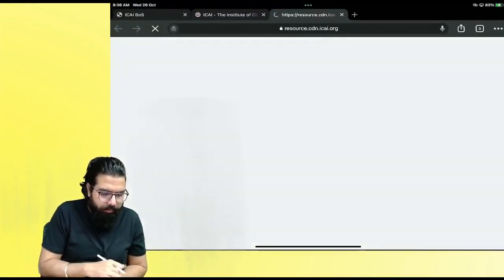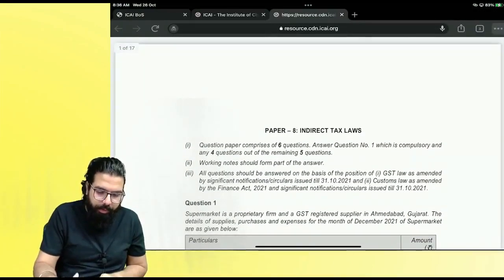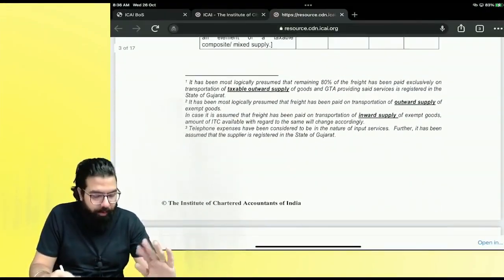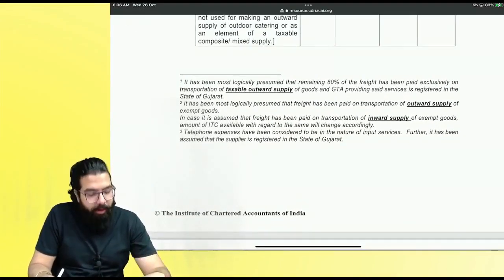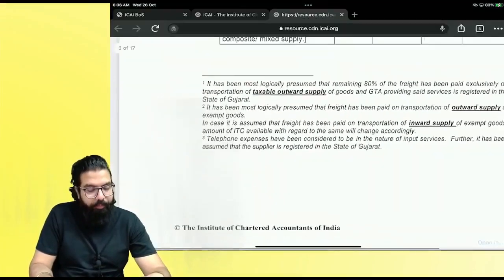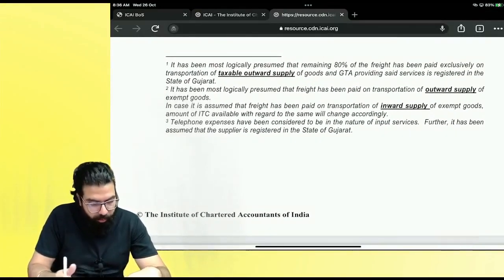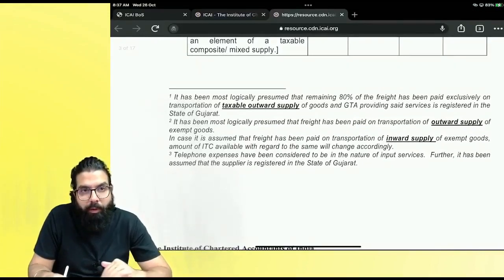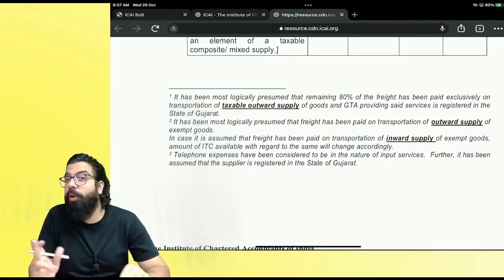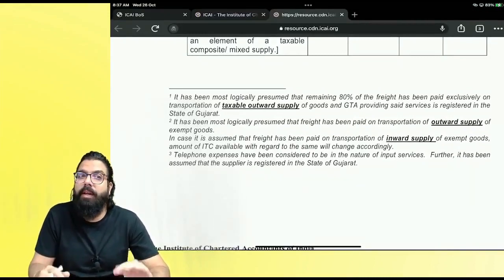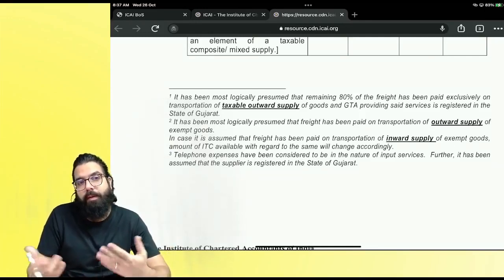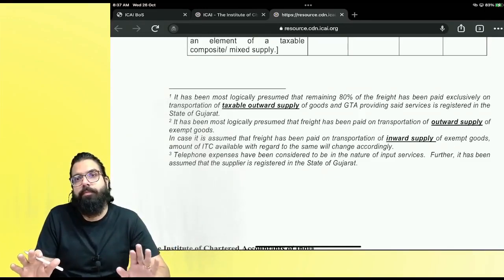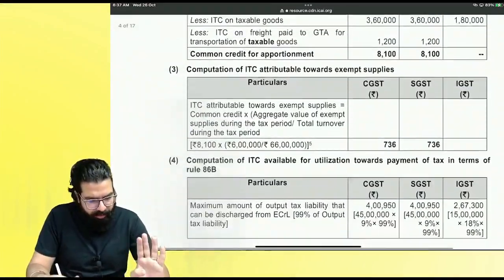See, I am showing you the question paper, right, everyone? See here. If you go down, this is the answer which is given. See, it has been most logically presumed. The second one, it has been most logically presumed. Third one, it can be assumed. Fourth one, telephone expenses have been considered. Can you guys see the first question? In May only, how many assumptions are there? Four. What if the student is assuming otherwise? If the person correcting the paper is a GST knowledgeable person, then he will understand your assumption. Otherwise, their assumption and your assumption don't match. You're gone. Correct or not? Four assumptions I showed you in the first question.